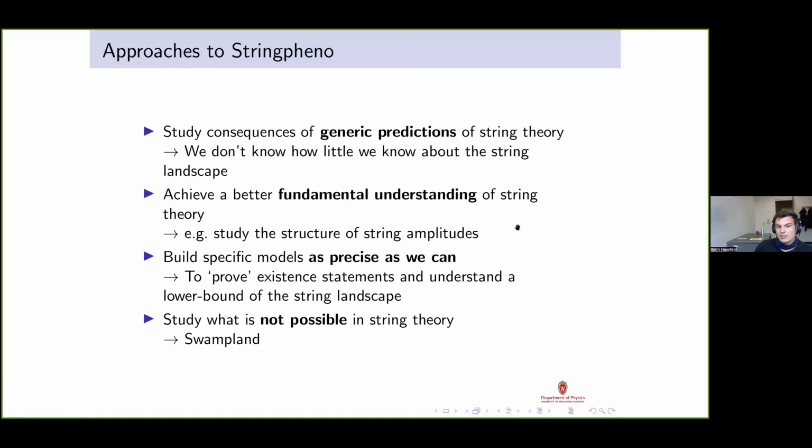So of course, you can then turn to achieve a better fundamental understanding of string theory and try to understand more of the landscape. For example, you study string scattering amplitudes and derive whatever you can from there. Or you can try to take whatever you have and make the best models you can, like the most precise, most advanced models you can make. And this approach is then useful to prove existence statements about the landscape, to show that certain features do exist in the landscape. But of course, it also leads to a better understanding of the landscape itself.